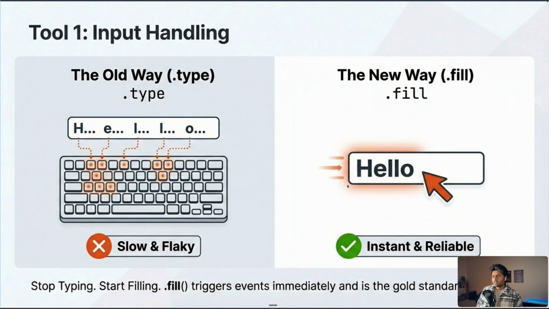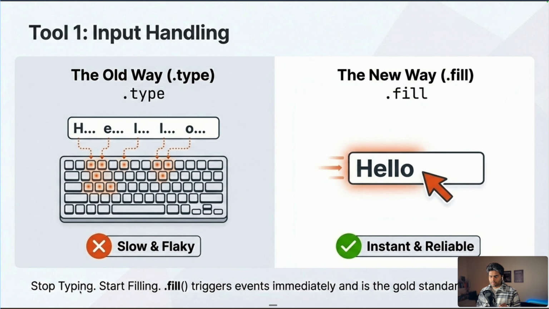What it does in terms of the first tool, which is fill. Okay, let's discuss the fill here. A traditional way of filling is, let's say you use .type. It enters the letters basically one by one, like HE110. It enters the word one by one. But in Playwright, it just flashes the text within that input box. So it is very instant and reliable.